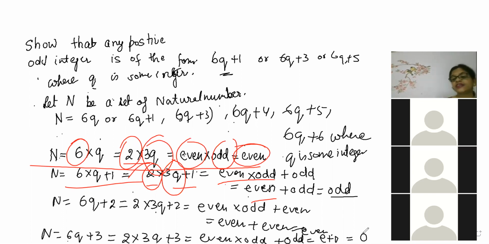Next, 6q plus 2. Again 6 will be written like this. Now again what we are going to do, we will be writing it is even and this one is odd. So even into odd equal to 2, multiple of 2, that is even.